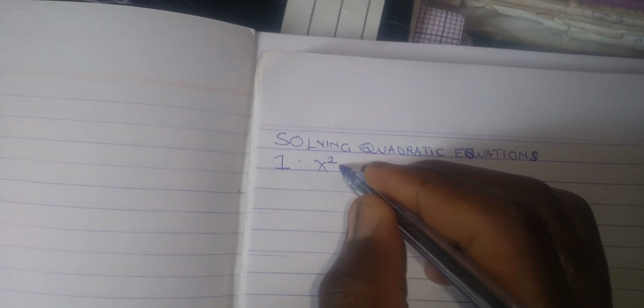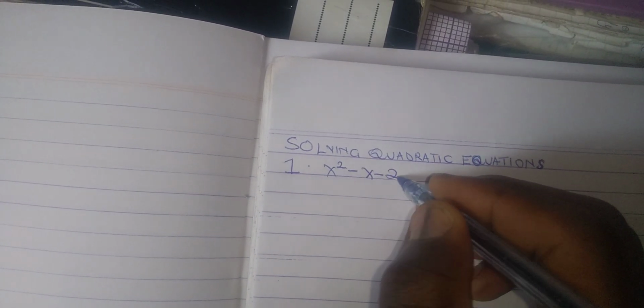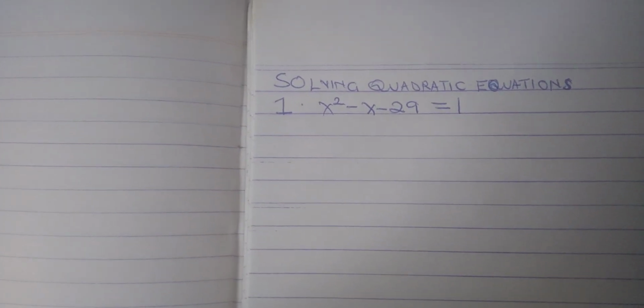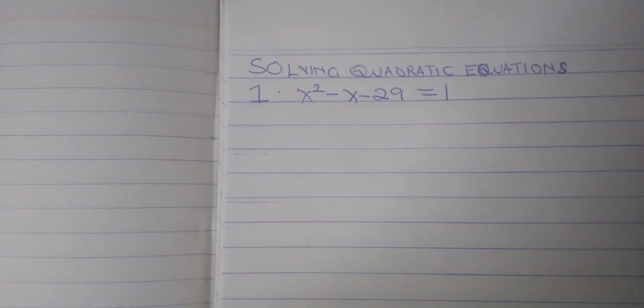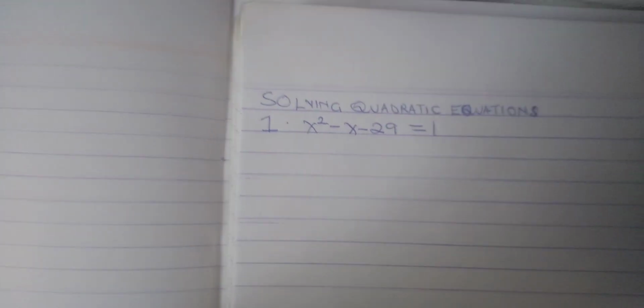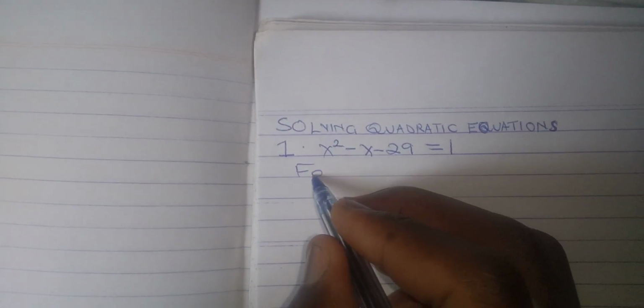Continuing with solving quadratic equations, we shall look at some examples and all the various ways we can solve them. I'll use three ways to solve this equation. For example, my first example is x squared minus x minus 29 equals 1. I'll first use factorization, then the quadratic formula, then completing squares. So I'll begin with the factorization method.